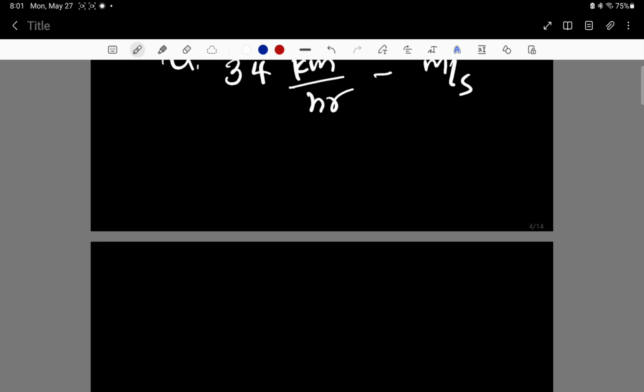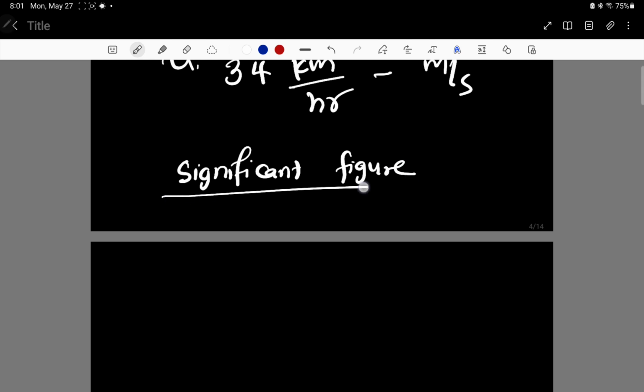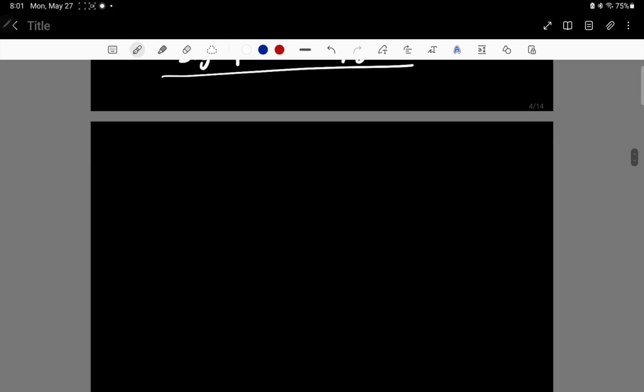So now let me talk about the second thing, which is significant figure. What is significant figure? When we calculate something, for example, we divide 10 by 3, you will get something like this, right?